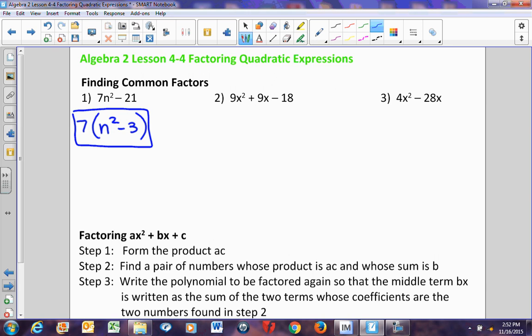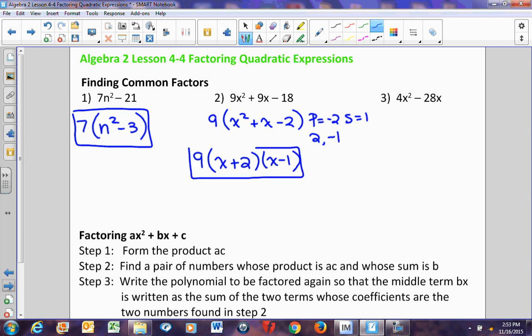In problem number 2, I look at that and say, what's my greatest common factor? Well, 9 is divisible by 9, and 18 is divisible by 9, so I'm going to take out a 9. And I'm left with x squared plus x minus 2. Now I have to look at my trinomial that's inside my parentheses and see if I can factor that again. I need a product of negative 2 and a sum of 1. That would be positive 2 and negative 1. So this can factor again, so I'm going to end up with 9 parentheses x plus 2 parentheses x minus 1. And now I have factored that trinomial all the way down.